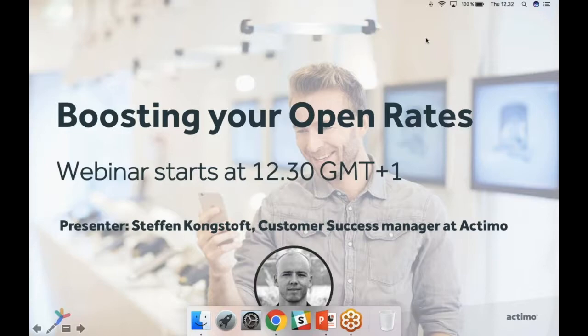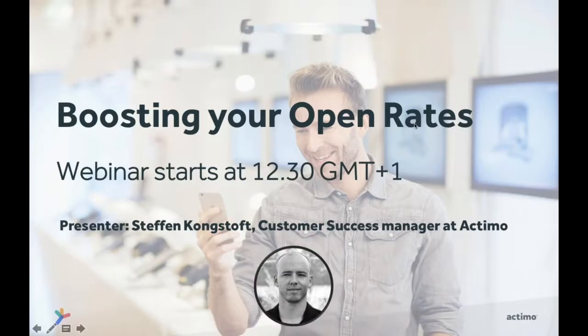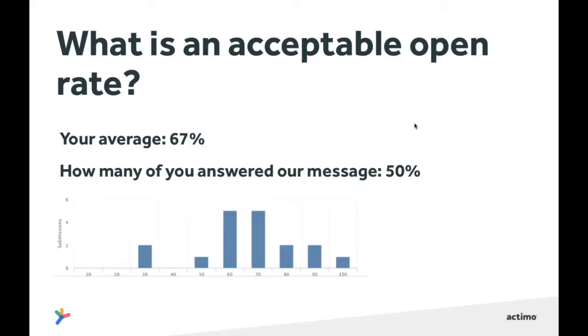But let's start and have a look at what you as communication managers rated as an acceptable open rate. First of all, as we can see here, we sent out a message yesterday asking all of you what an acceptable opening rate would be, and your average comes down to 67%. Now, this is a bit higher than what we usually see. In Actimo, we normally see around 50% average in an organization that does quite well.